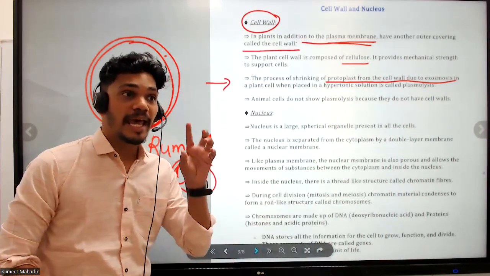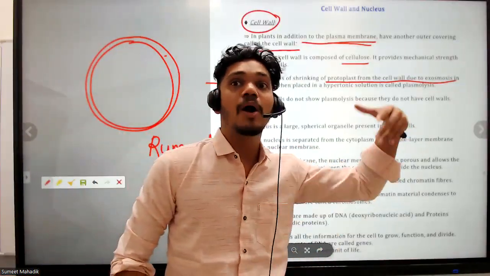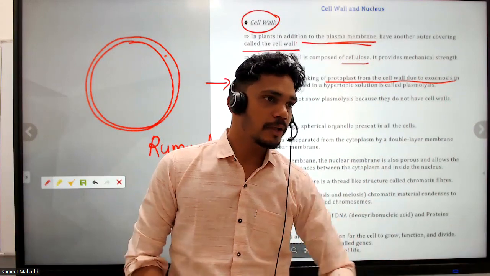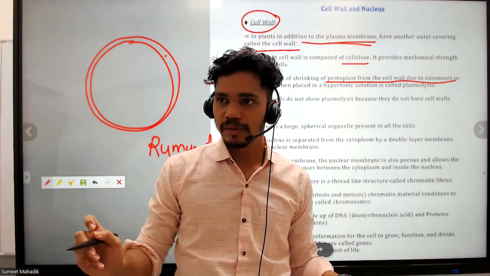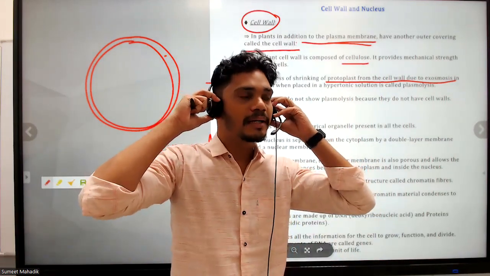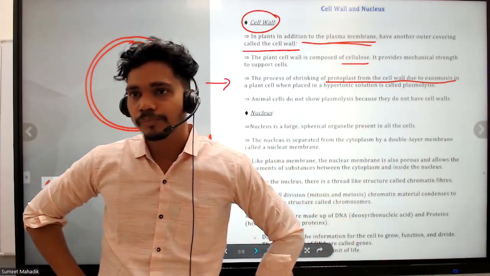Okay. So the process of shrinking of protoplasm from the cell wall is due to exosmosis. What is exosmosis? Exo means outside. Osmosis is happening where? It is happening outside. What is exosmosis? Can you tell me? You have written these notes, right? Can anybody read and tell me? Bolo.